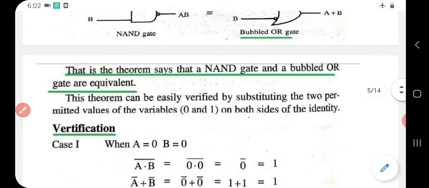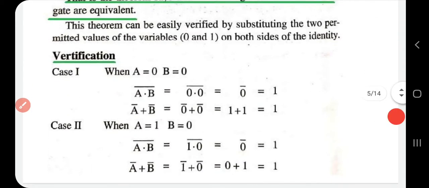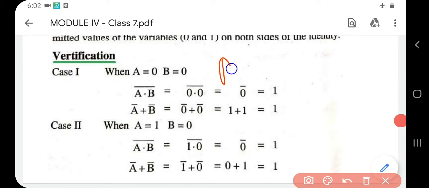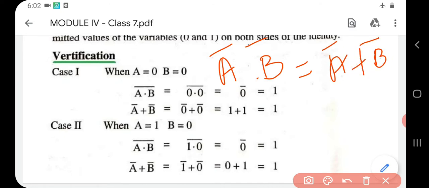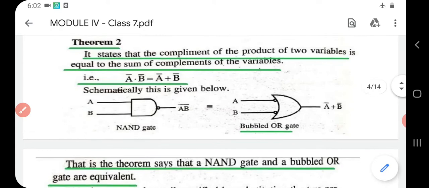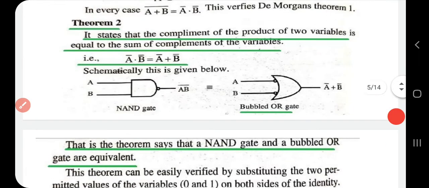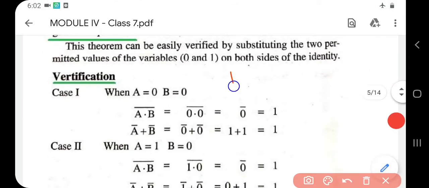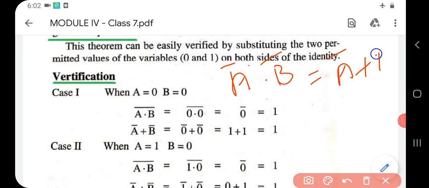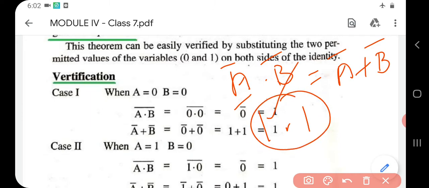Okay, then again similarly the verification, that is a bar dot b bar, that is LHS, equal to a bar plus b bar. So what is the LHS? A bar dot b bar equal to a bar plus b bar. First you are putting a and b as 0. So 0 bar will be 1. Again 0 bar will be 1. So 1 dot 1 will be 1. So this is proved. LHS is proved.